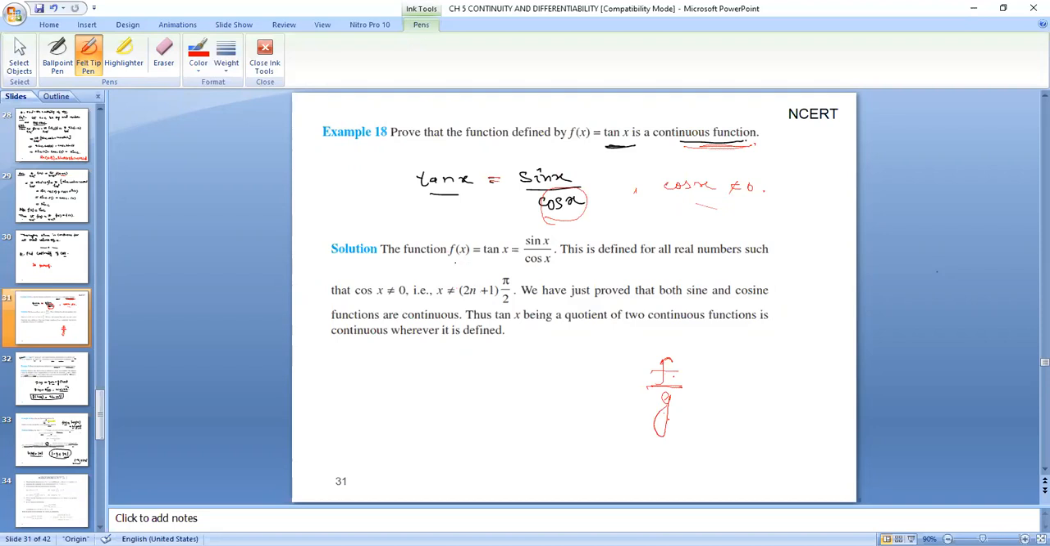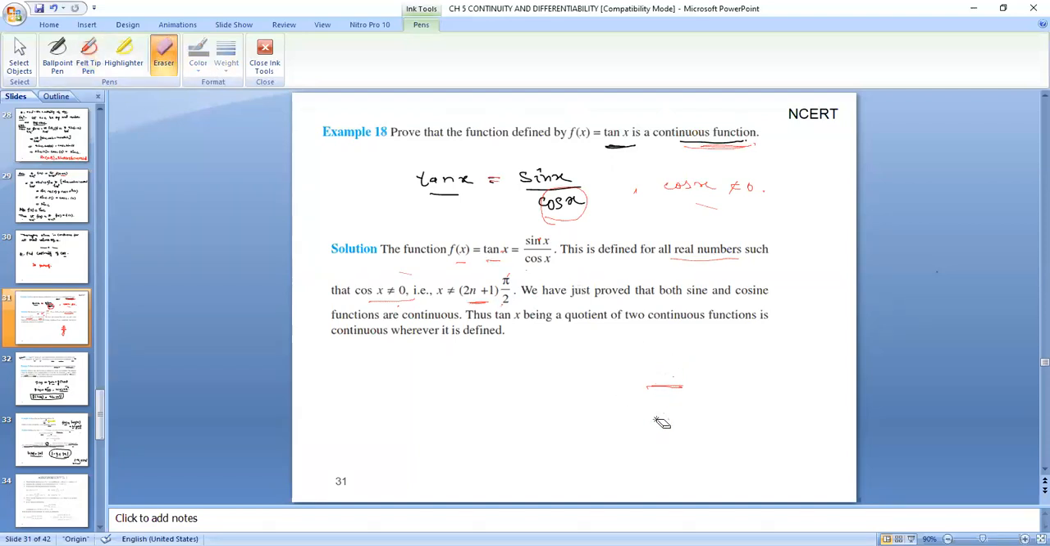So we are taking the function f(x) is equal to tangent x is equal to sin x upon cos x. This function is defined for all real numbers such that cos x is not equal to 0. Now cos x is 0 at pi by 2, and all odd multiples of pi by 2. So we are writing x should not be equal to (2n plus 1) pi by 2, because at pi by 2 and its odd multiple, the value of cos x will be 0.